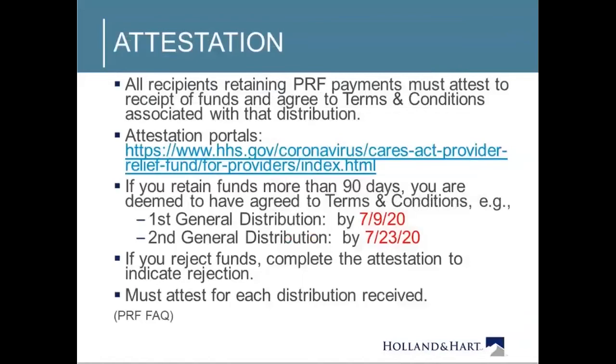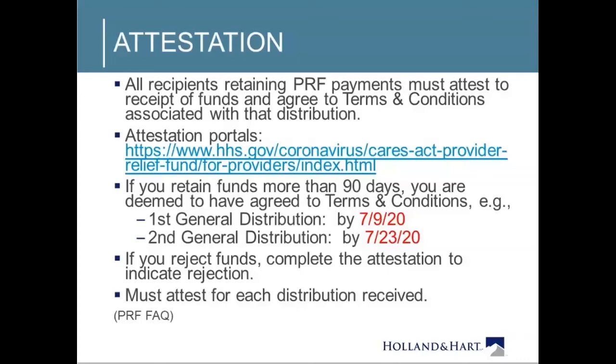Now, if you retain the funds for more than 90 days, you are deemed to have agreed to the terms and conditions that are associated with that attestation, even if you don't attest. If you don't want to agree to those terms and conditions, then you need to return the money within the 90-day period. Otherwise, you're deemed to have attested to those terms and conditions. The first general distribution went out on April 10th. That means the 90th day for returning is actually today.